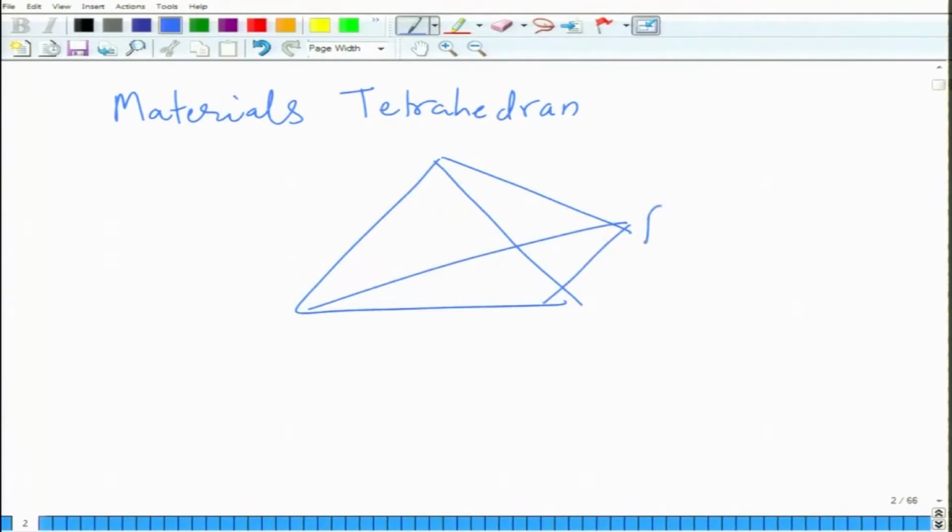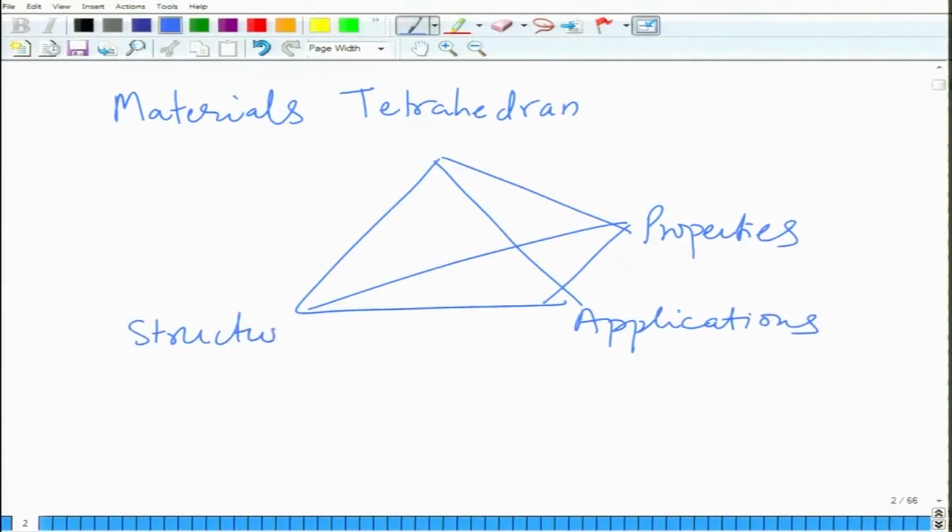and on one hand you have properties of materials, on another hand you have applications, on this side you have structure, and then you have processing. Now, processing is very important here because processing affects the structure, especially the microstructure, and structure affects the properties.